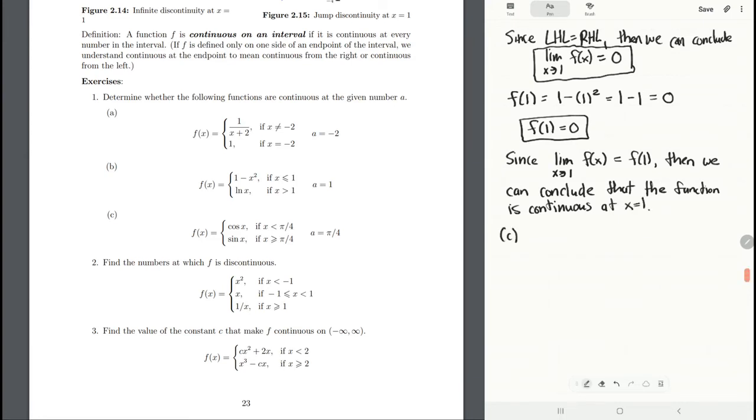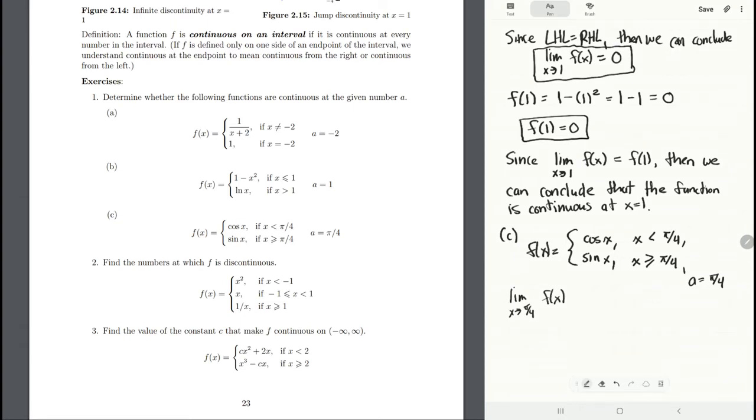So now in the third example, we have our function, which is defined as the cosine of x if x is less than pi over 4, and it is equal to the sine of x if x is greater than or equal to pi over 4. And we want to know if this function is defined at pi over 4. The first thing we'll check is the two-sided limit. So let's approach pi over 4 from both sides.